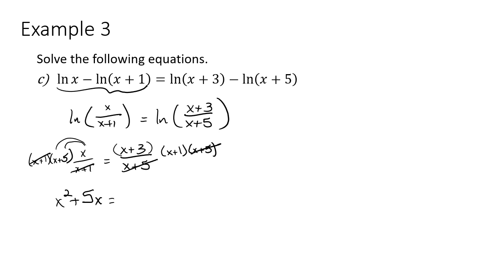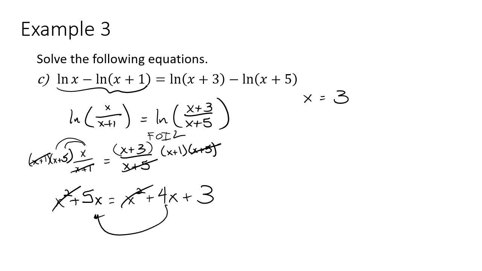On the right-hand side, we need to FOIL. X plus 3 times x plus 1. So that would give us x squared plus 3x plus x would give us 4x, and then 3 times 1 would be a plus 3. What's going to happen is if you try to move one of the x squares around, they basically cancel each other out. If you subtract x squared from both sides, they're gone completely. And now we have a linear equation. So if I just subtract 4x from both sides, move that 4x over to the left, we just get 1x is equal to 3.